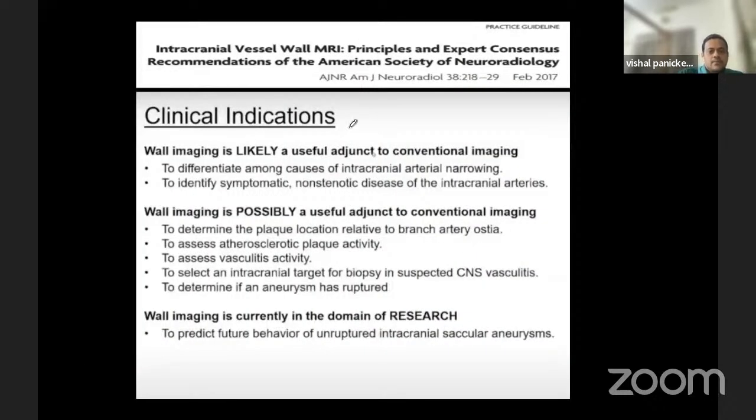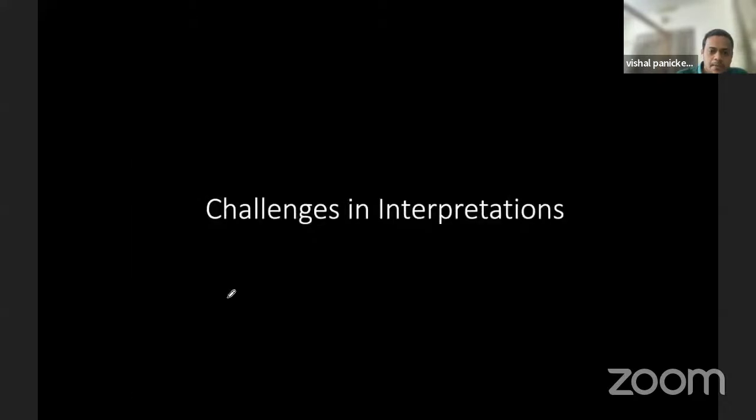So this is the American Society of Neuroradiology recommendation. Clinical indication: vessel wall imaging is a likely useful adjunct to conventional imaging to differentiate among the causes of intracranial arterial narrowing, and to identify symptomatic non-stenotic intracranial disease. Imaging is possibly a useful adjunct to conventional imaging to determine the plaque location relative to the branch artery ostia, to assess atherosclerotic plaque activity, to assess vasculitis activity, to select an intracranial target for biopsy in suspected vasculitis, and to determine if an aneurysm has ruptured or not.